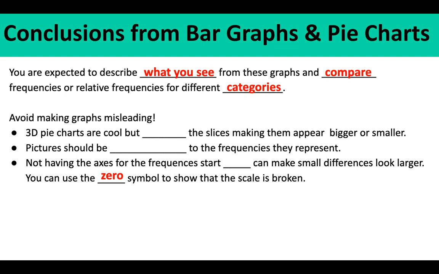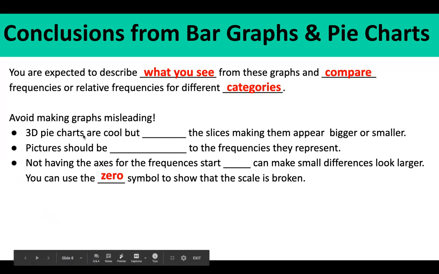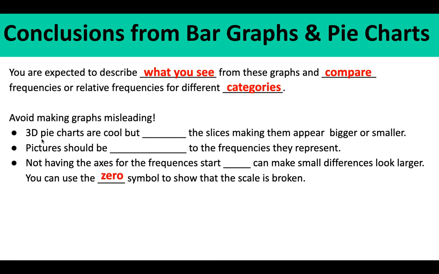And then lastly, we talked about avoiding making graphs misleading. So a lot of word processing programs like Google Sheets and Microsoft Excel will have options for 3D pie charts. They look cool, but they often distort or misrepresent the slices and make them appear bigger or smaller than they really are.